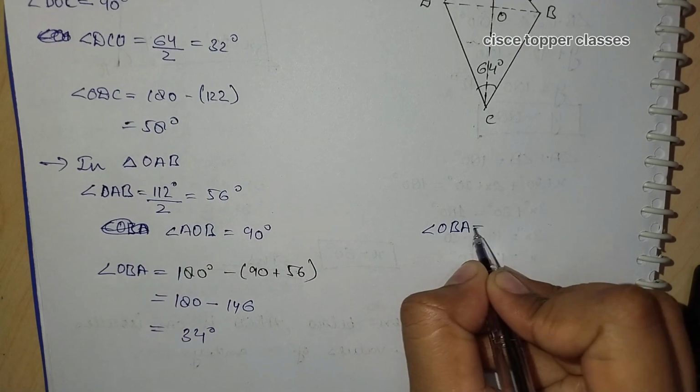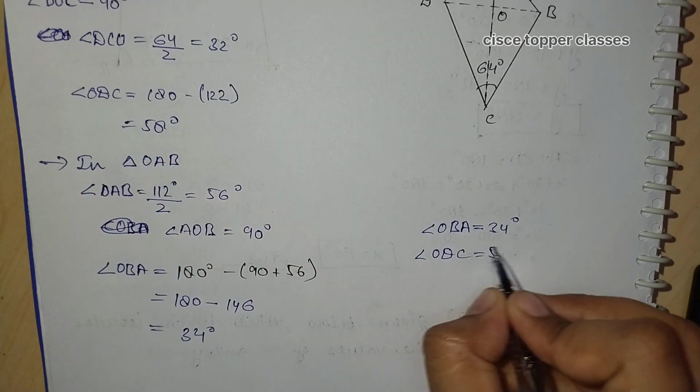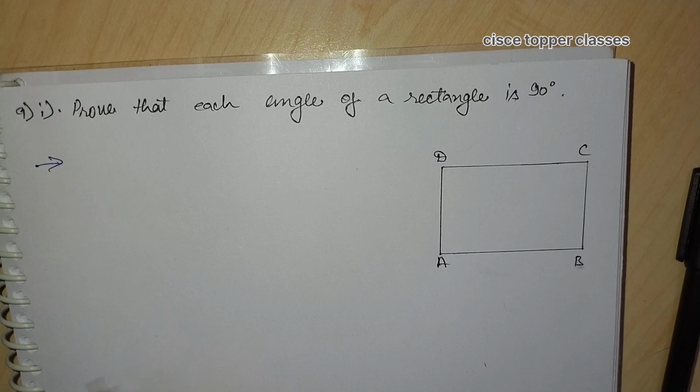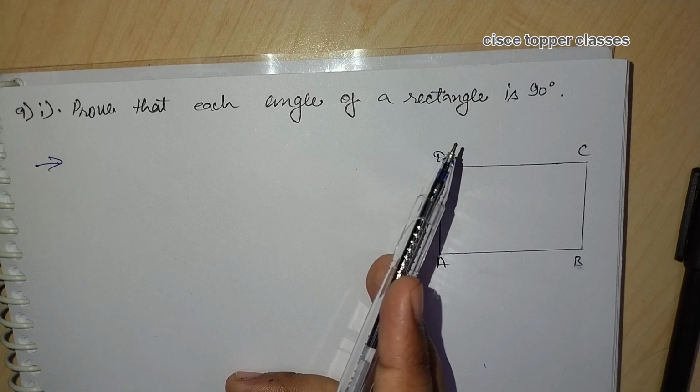This is only what we have to find: angle OBA is 34 degree and angle ODC, as we have found, is 58 degree. This is the final answer in this question. Now let us solve the ninth question, first part. We have to prove that each angle of a rectangle is 90 degree.